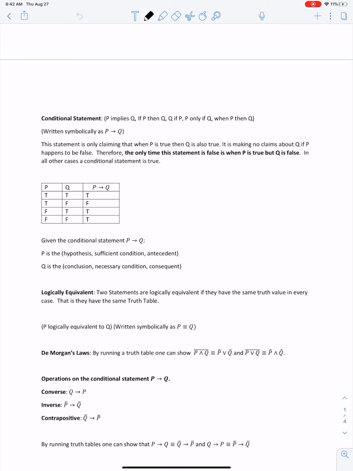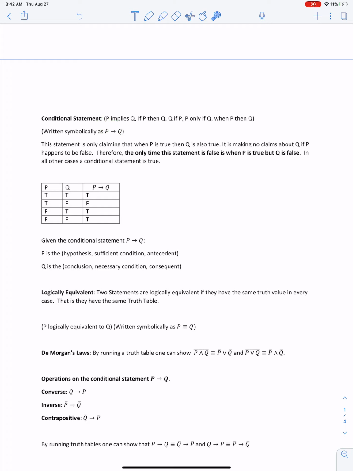So last time we introduced the concept of a conditional statement. And a conditional statement is read what? P implies Q, or if P then Q, or Q if P, or P only if Q. Notice that order there. Or when P then Q. Symbolically, it's written like this, P arrow Q.